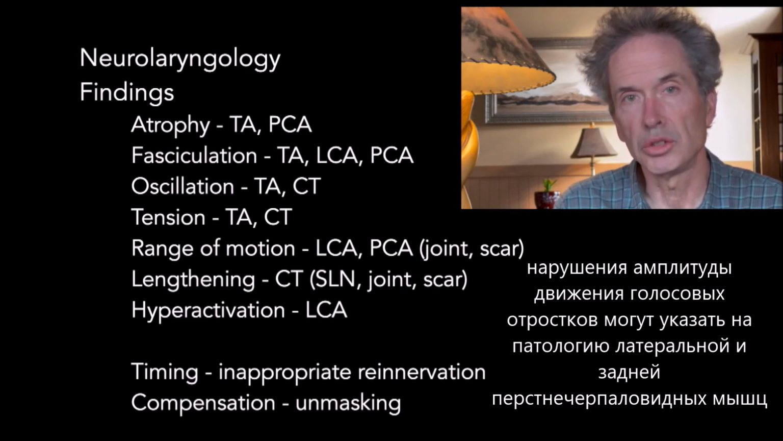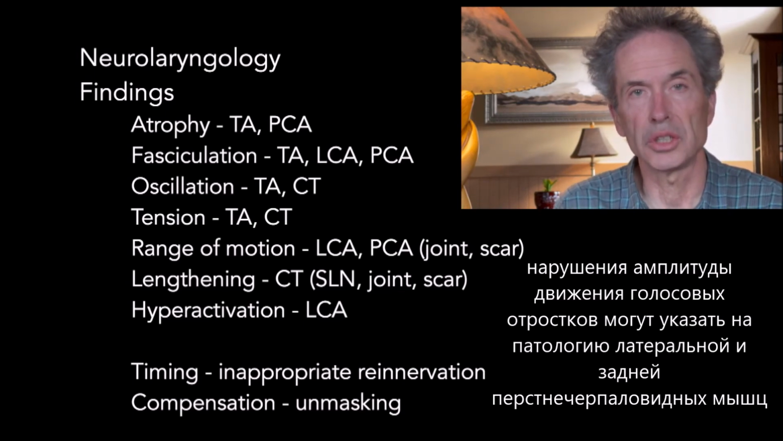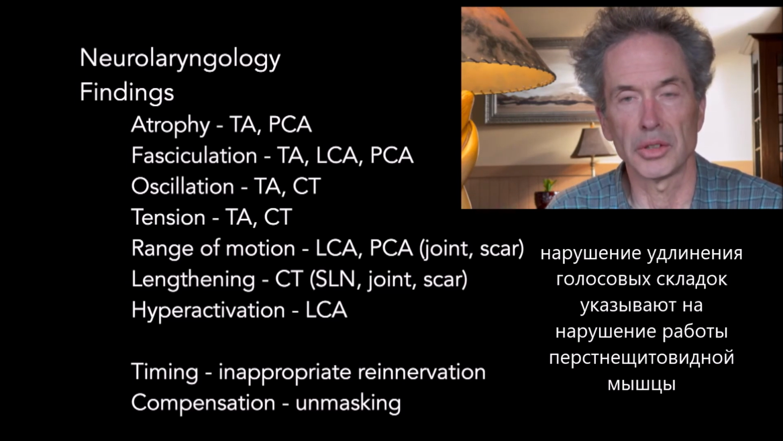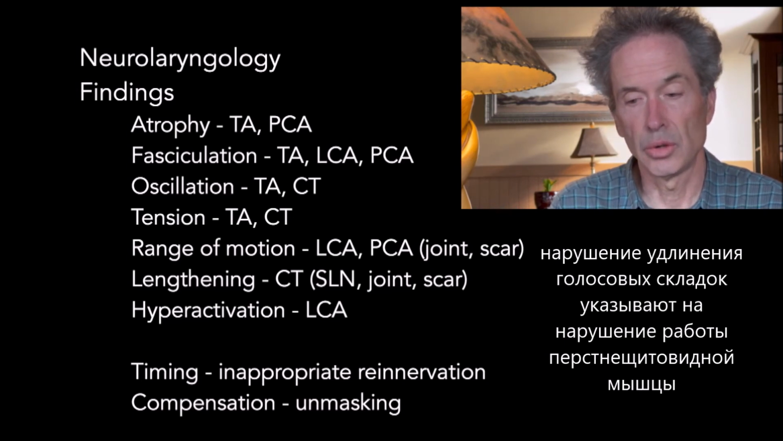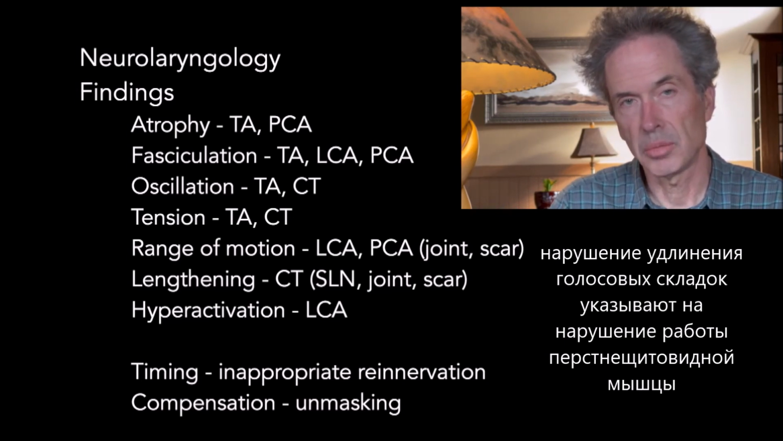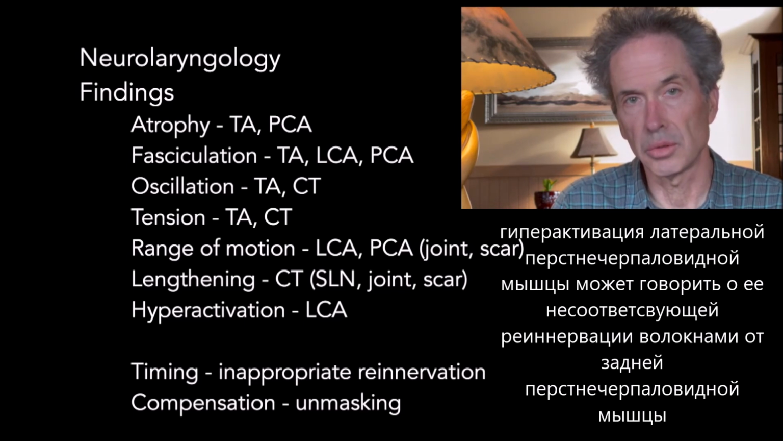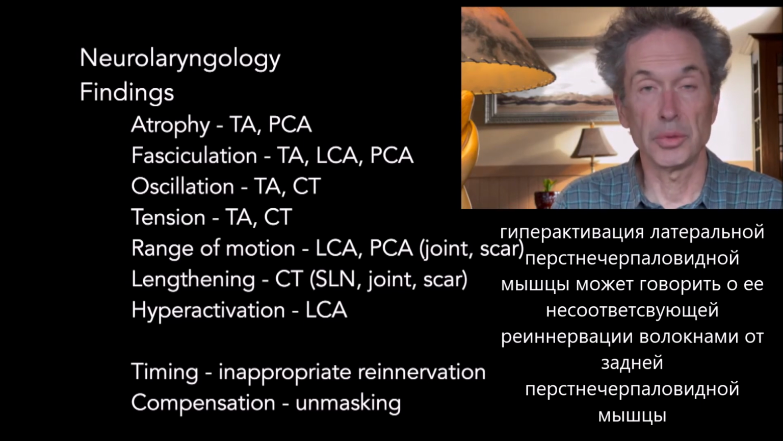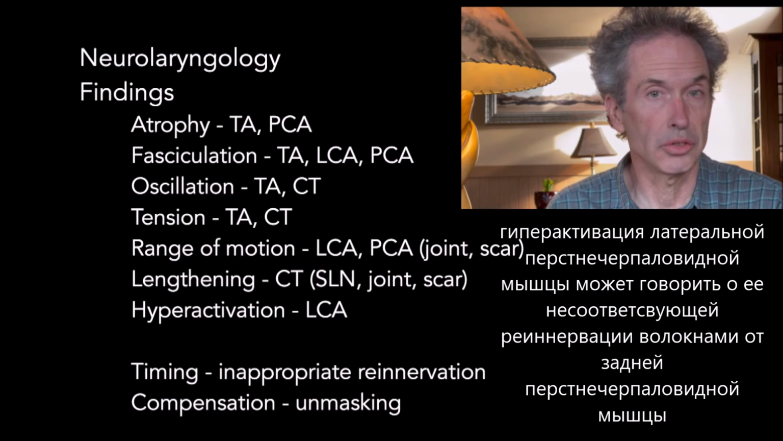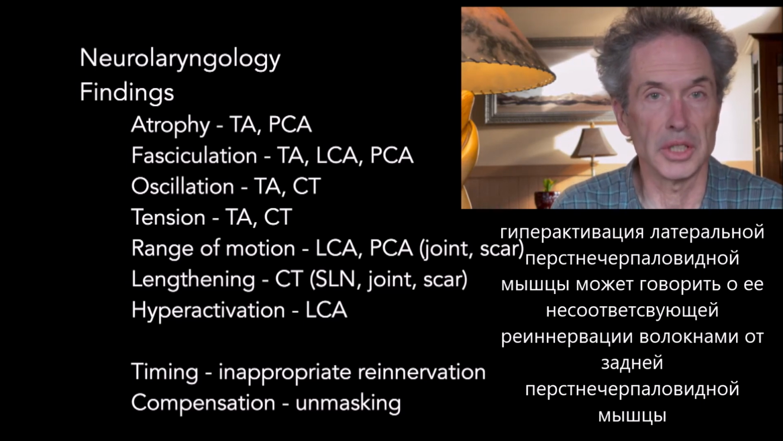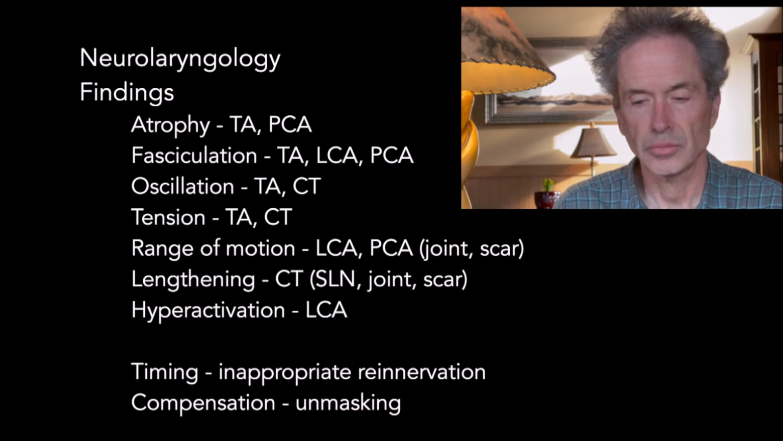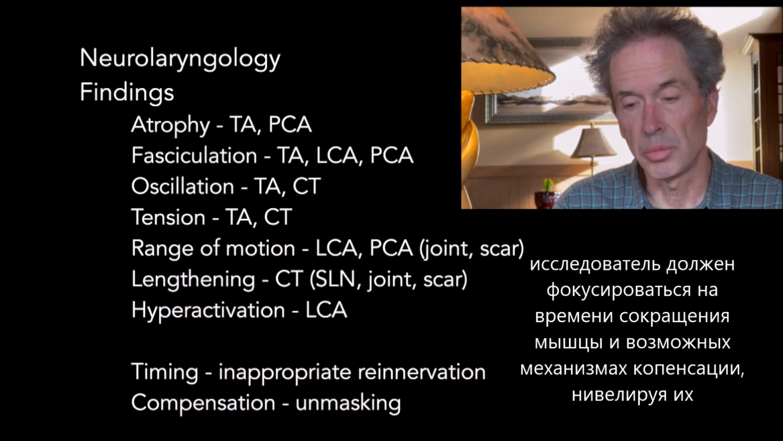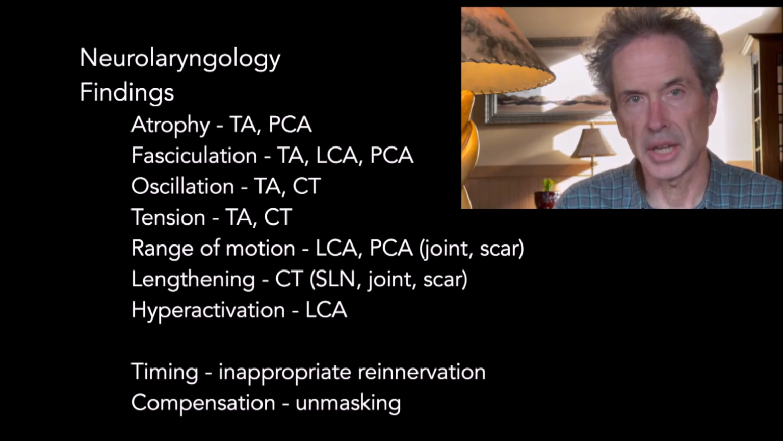You can look for a range of motion issues by following the vocal process, which identifies pathology in the lateral cricoarytenoid muscle and the posterior cricoarytenoid muscle. And you can look for lengthening, which can separate out differences between the cricothyroid muscle and issues such as fixation. Hyperactivation, specifically in the lateral cricoarytenoid muscle, is from crossover of posterior cricoarytenoid fibers into the lateral cricoarytenoid muscle. And the examiner needs to focus on timing, find out when it's inappropriate, and compensation, unmasking.